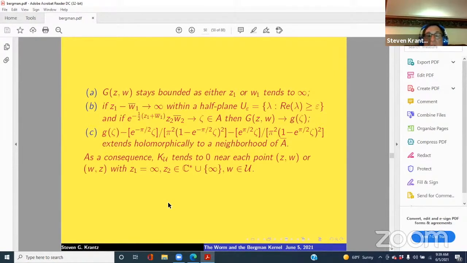If Z1 minus W1 conjugate tends to infinity inside of the half plane, and if this expression e to the minus 1/2 Z1 plus W1 conjugate Z2 W2 conjugate tends to zeta in A, where A is there, then capital G of Z tends to little g, and little g minus this complicated expression extends holomorphically to a neighborhood of A closure. As a consequence, the Bergman kernel tends to 0 near each point ZW or WZ, with Z1 equal infinity, Z2 in C star union infinity, and W in U.